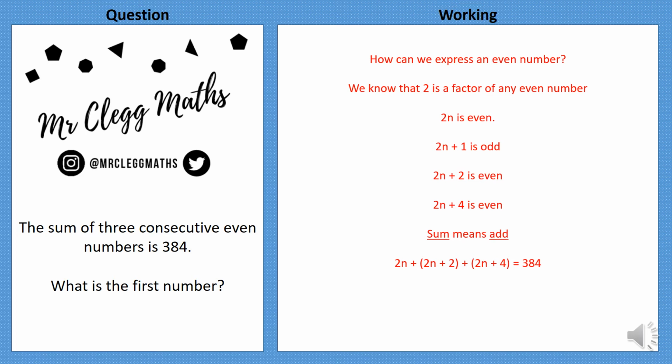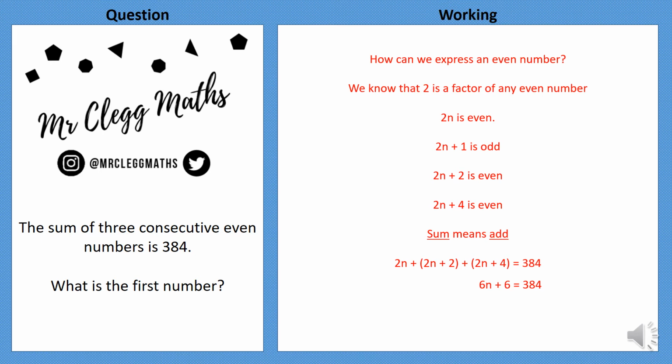If I squish all the bits together that I can, or gather the like terms, as we should call it, I know that I have 6n plus 6. If you need to pause at any point to double check any of these bits or think about where they've come from, please do so. I've got 2n, 2n and 2n, that's 6n. I've got a 2 and a 4, they add together to give me 6. So 6n plus 6 equals 384.